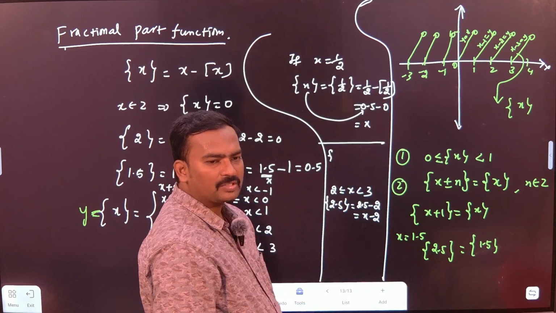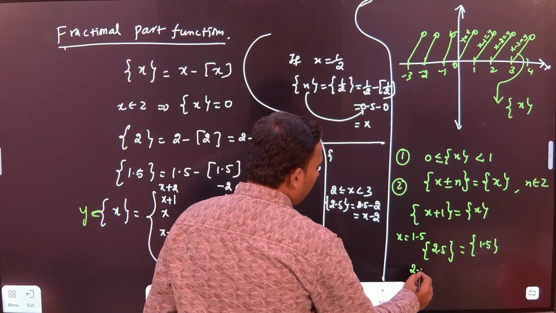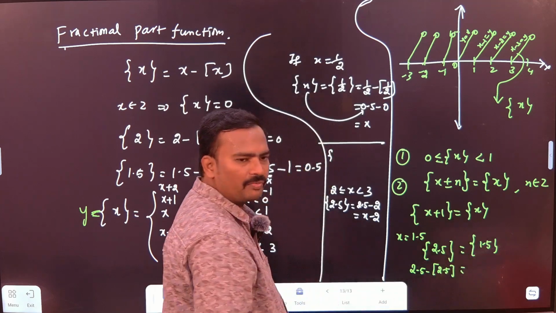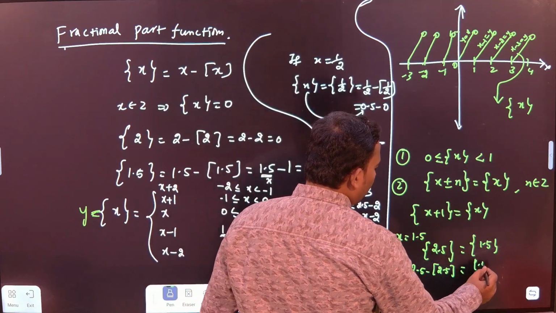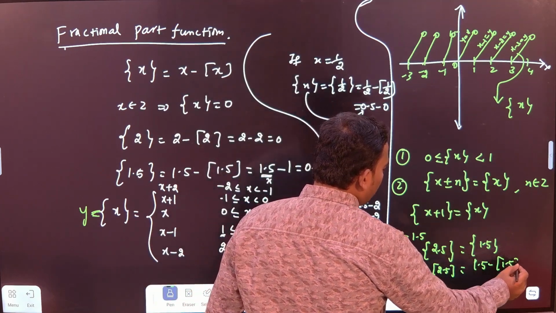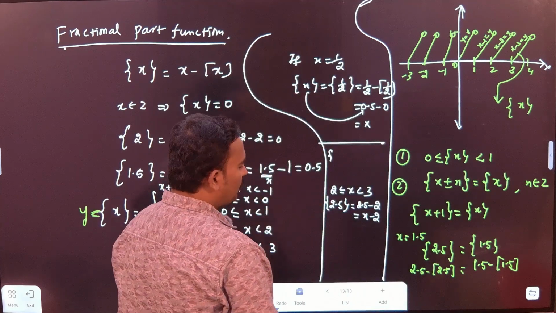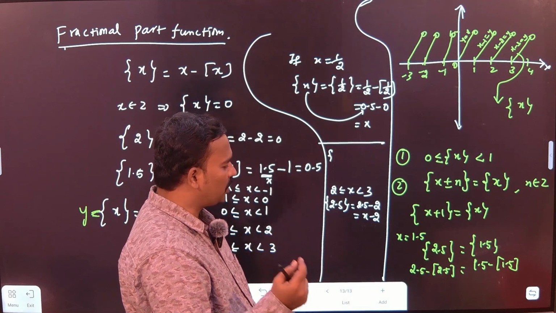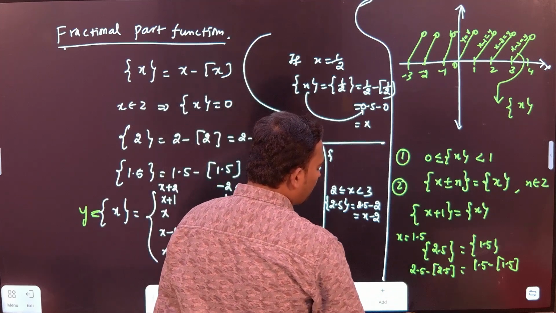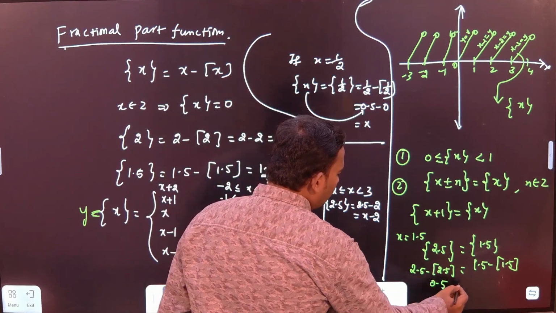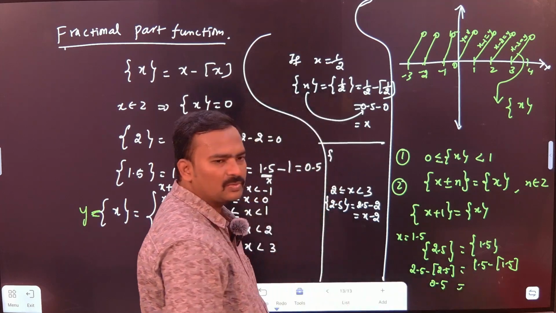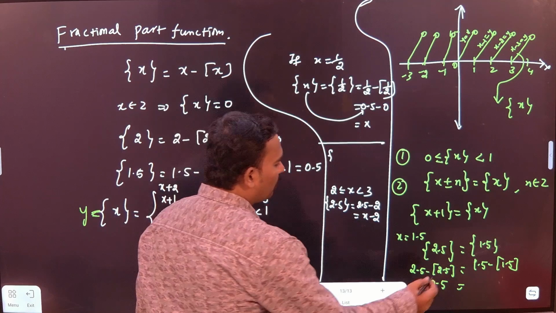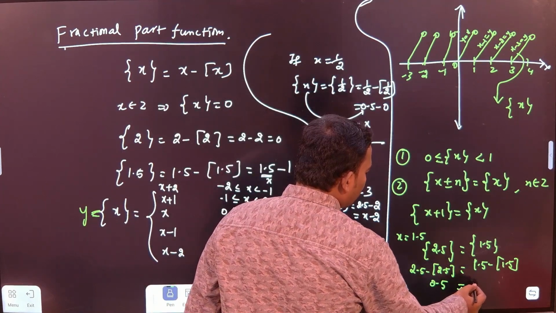So the fractional part function of 2.5 is what? 2.5 minus the greatest integer function of 2.5. And the fractional part function of 1.5 is what? 1.5 minus the greatest integer function of 1.5. Clear? So the greatest integer function of 2.5 is what? 2, right? So 2.5 minus 2 is 0.5. 1.5 minus 1 is what? You know the greatest integer function of 1.5 is 1. So therefore 1.5 minus 1 is 0.5.